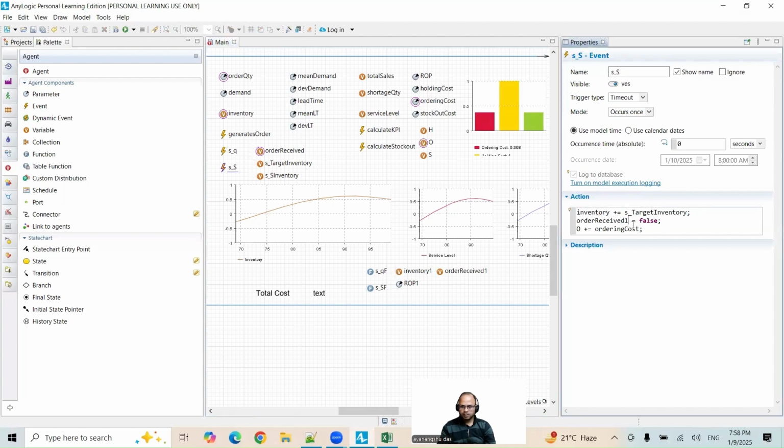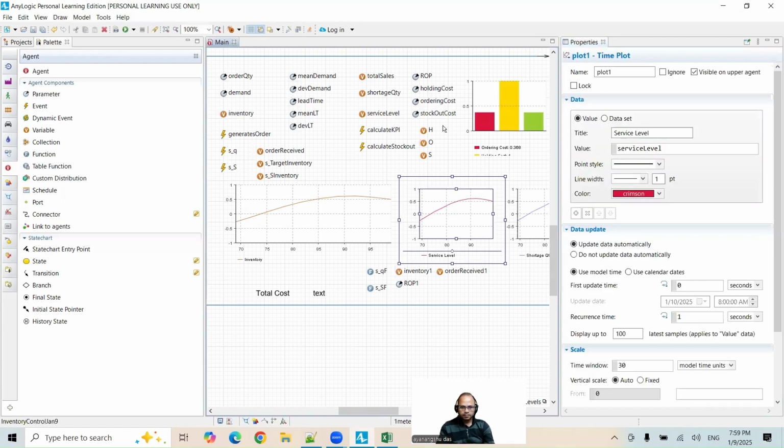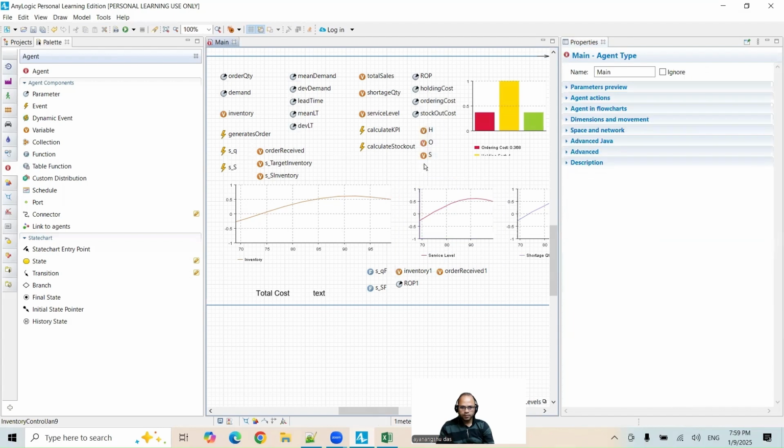And then for the ordering cost, we will create 3 new variables for calculating the costs for the SS policy. So let us declare 3 more variables.